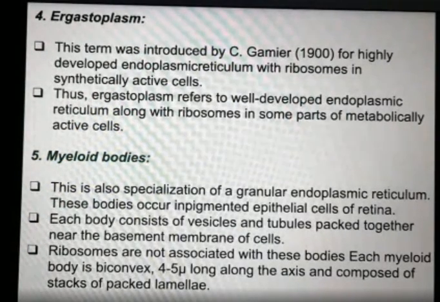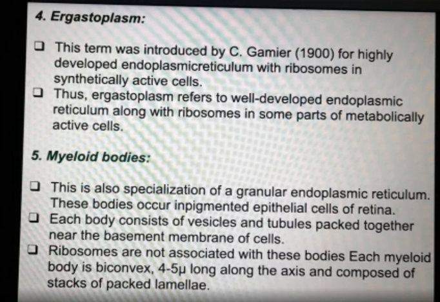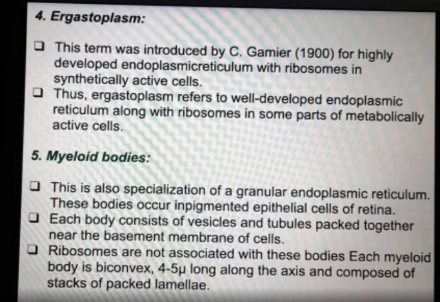Then ergastoplasm. This term was introduced by C. Garnier in 1900 for highly developed endoplasmic reticulum with ribosomes in synthetically active cells. Thus, ergastoplasm refers to the well-developed endoplasmic reticulum along with ribosomes in some parts of metabolically active cells.